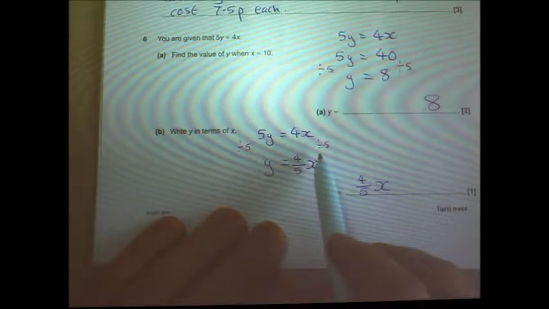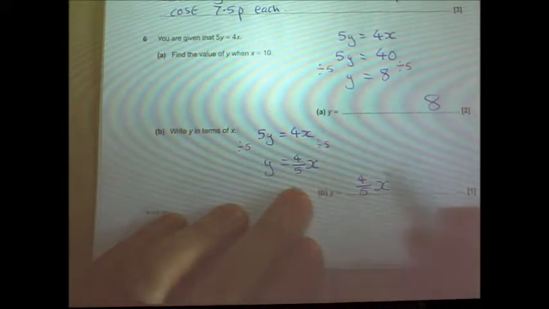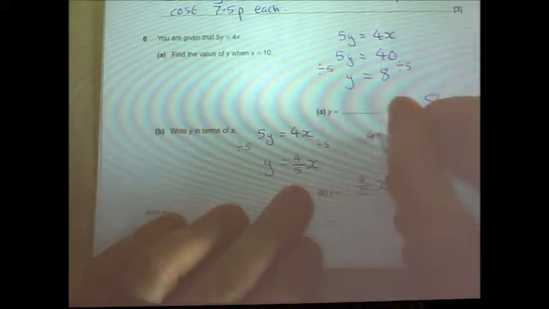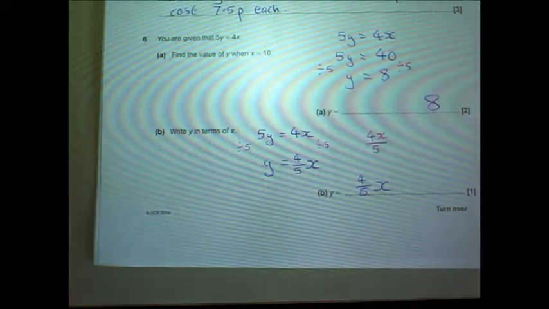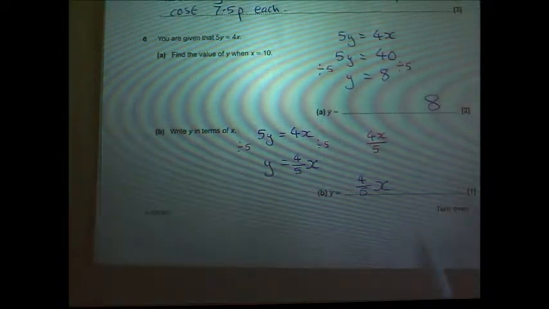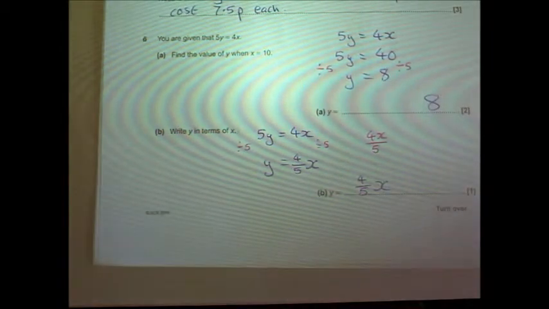4x divided by 5, you could either put 4/5 x, or you could put 4x over 5. You could put either of those, because technically they're both the same. Although this one is mathematically a bit nicer. That one will also get you the mark for it as well. Question number 7, which is on the next page.